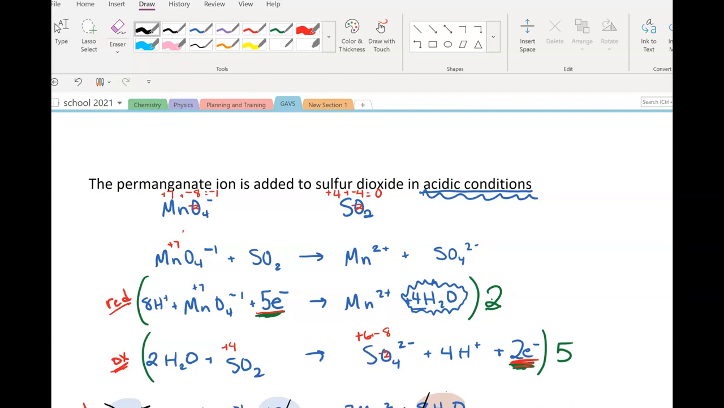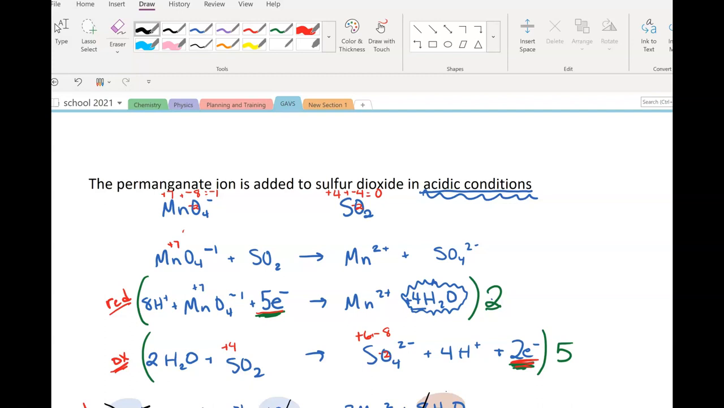So I know that here my manganese was +7. It's going to go to +2 by gaining 5 electrons. I have to account for my oxygens here by formation of water, which will require me to have 8 hydrogen ions from my acidic solution.